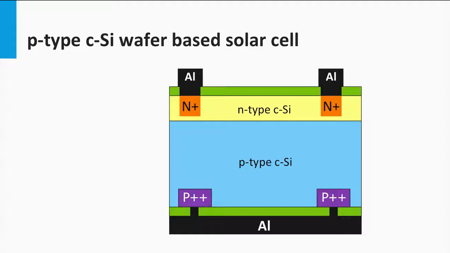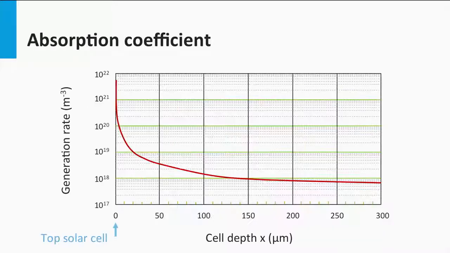This layer is often called the emitter layer. This N-type emitter layer is much thinner than the wafer. The emitter has a thickness in the order of 1 micron. The rest P-doped wafer can be in the order of 100 up to 300 microns.